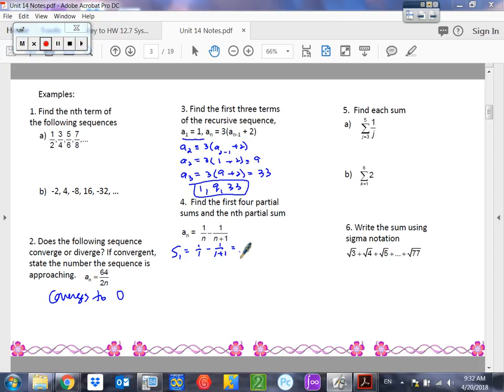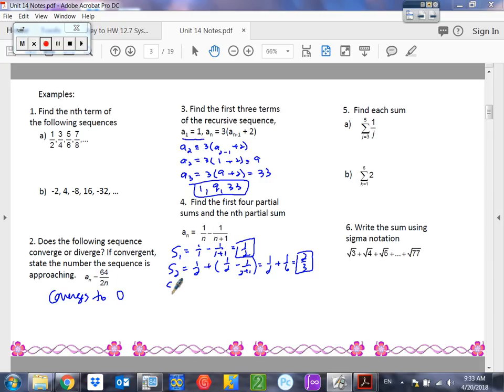Okay, so that gives me 1 minus a half, or 1/2. That's my first partial sum. My second partial sum, what I do is I take my first term, which was 1/2, and I add to that my second term, 1 over 2 minus 1 over 2 plus 1. And that's 1/2 plus 1/6. And that's 2/3. So this is my first partial sum and my second partial sum. Everybody okay so far? Okay.